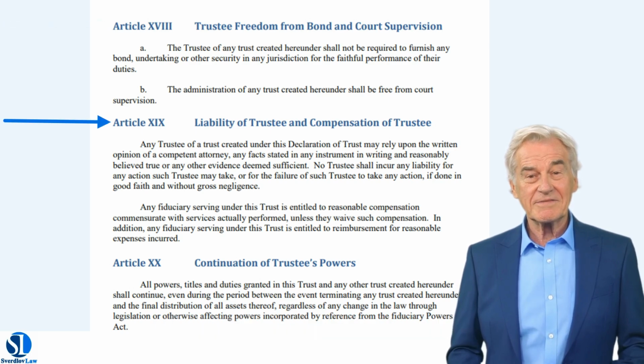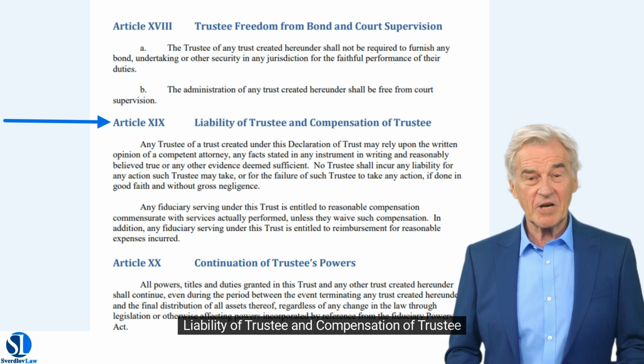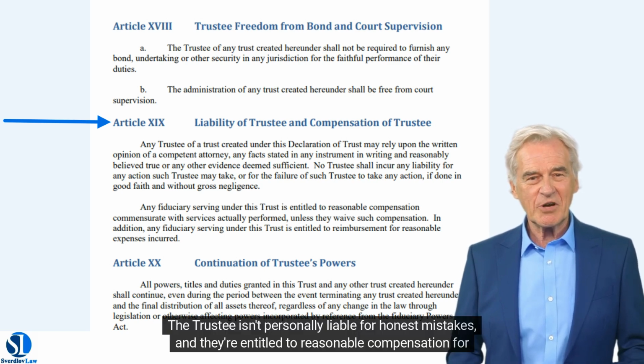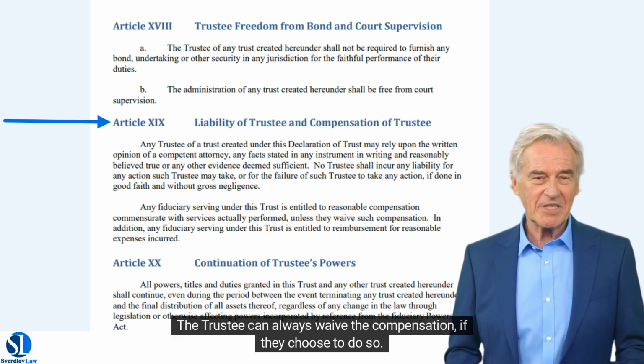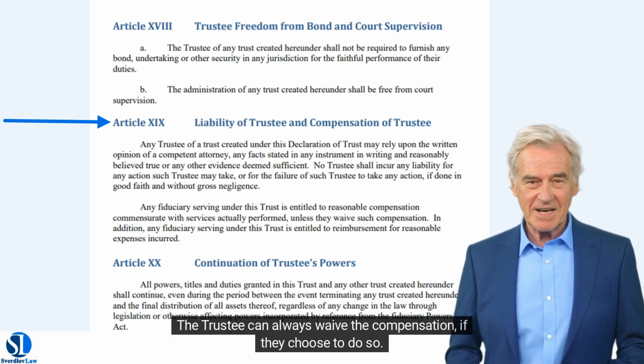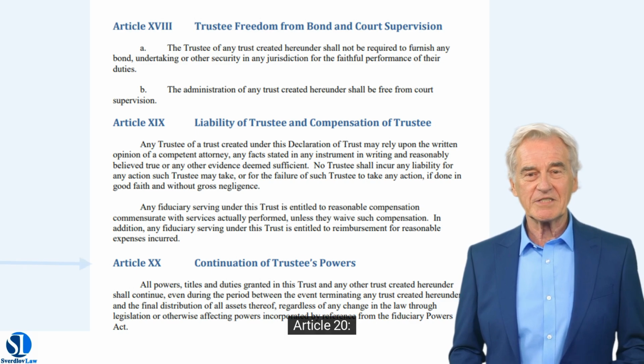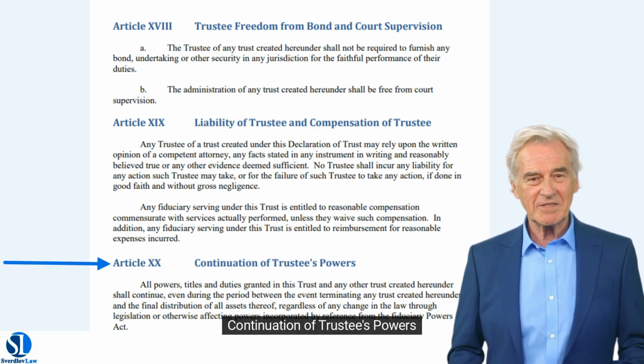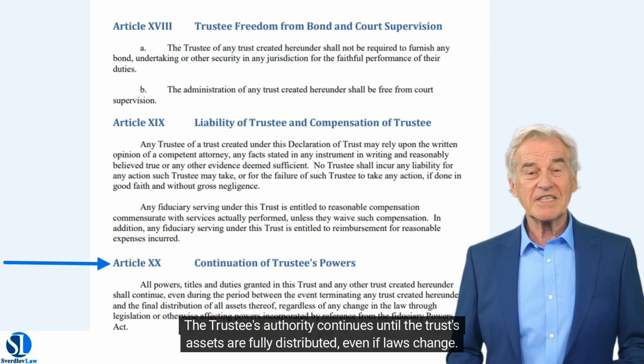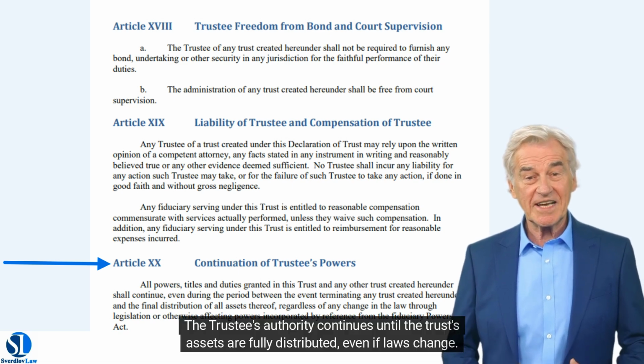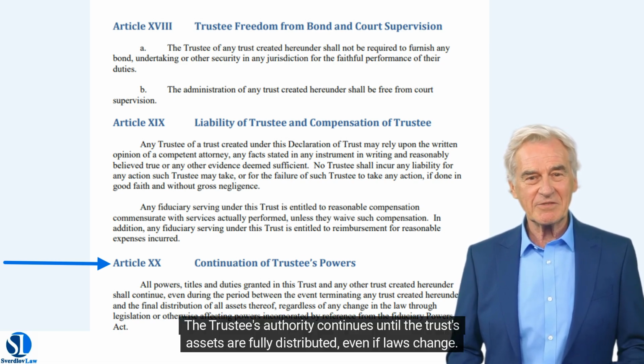Article 19. Liability of trustee and compensation of trustee. The trustee isn't personally liable for honest mistakes, and they're entitled to reasonable compensation for their work. The trustee can always waive the compensation if they choose to do so. Article 20. Continuation of trustees' powers. The trustee's authority continues until the trust's assets are fully distributed, even if laws change.